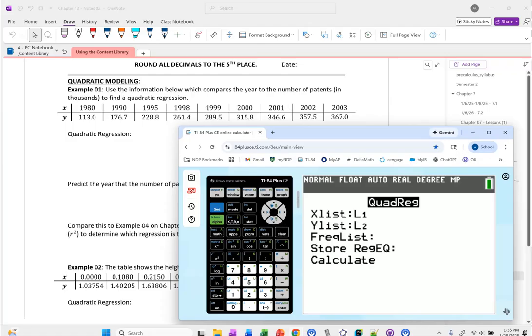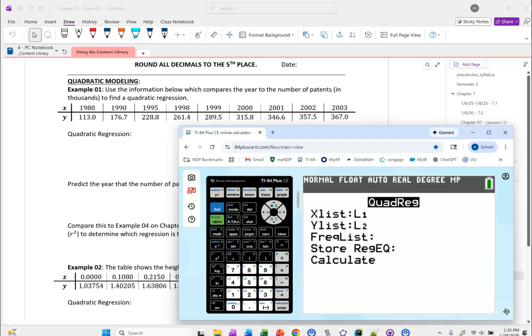If, for example, my Y's were in L3 and I need to change this, if you look at the numbers 1, 2, 3, 4, 5, 6, 7, above them in blue is L1, L2, L3. So I could do second and the number 2, and I'll get L2, or second and the number 3 gives me L3. You need to change them. Frequency list will always be empty. To store RegEQ, I should use the Y-vars.